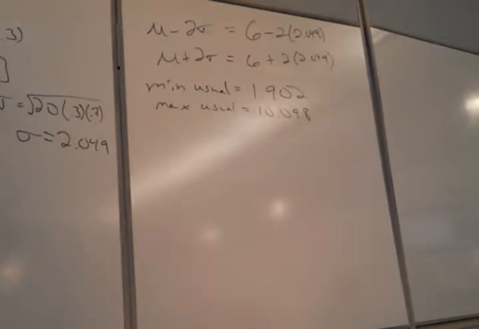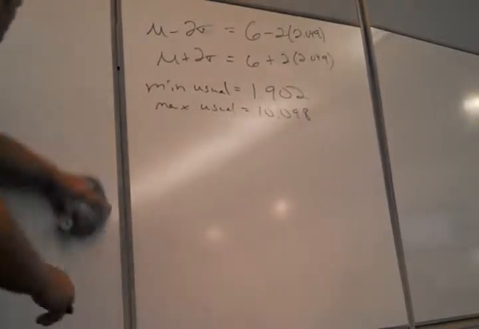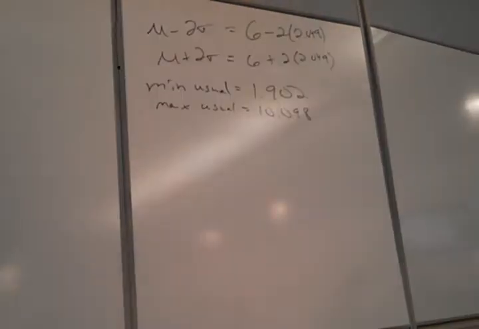Okay. So if I flipped a fair coin 250 times, what's the max and min usual number of heads? So you guys are able to do that whole problem. There's a lot inside that question. What do you have to calculate? The mean, the standard deviation, and then you have to do the whole plus and minus thing. Cool.